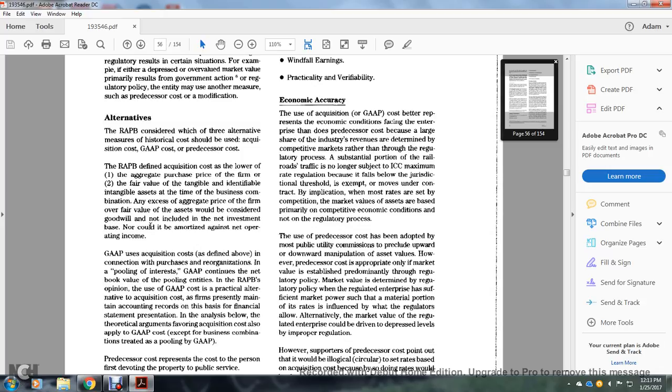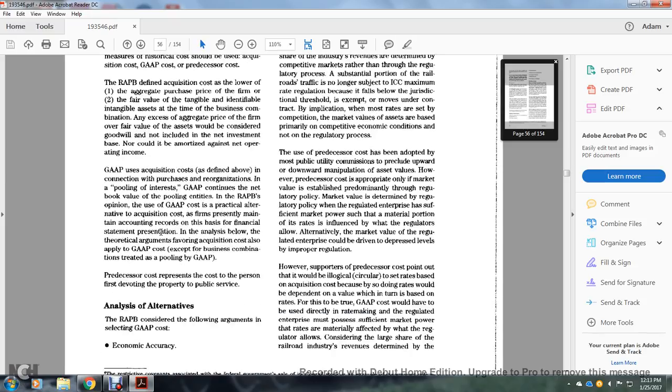What are the alternatives? The Railroad Accounting Principles Board considered three alternative measures for the historical cost to be used: the acquisition cost, the generally accepted accounting principles cost, and the predecessor cost. The Board defines the acquisition cost as the aggregated purchase price of the fair value of the tangible and intangible assets at the time of the business combination. The excess of the aggregated price for the firm over the fair value of assets, concerning goodwill, is not included in the investment base, nor could it be amortized against net operating income.